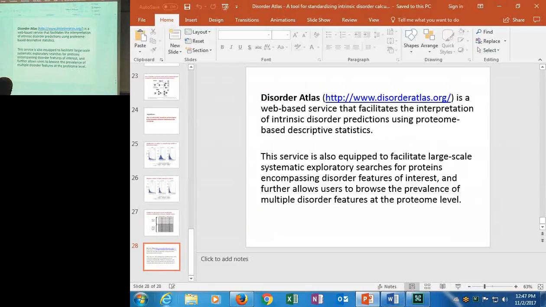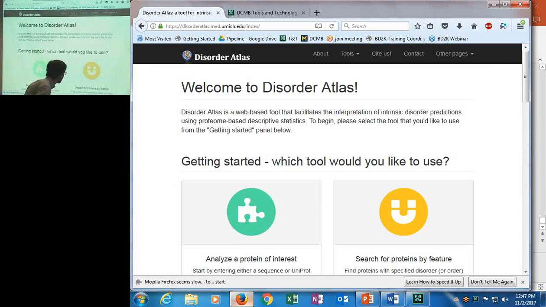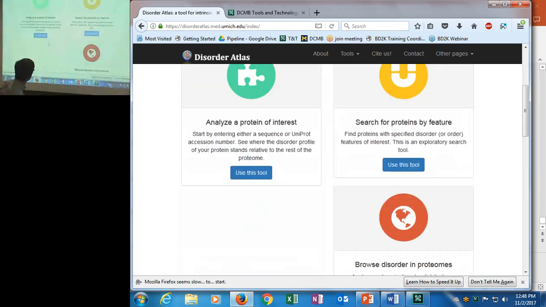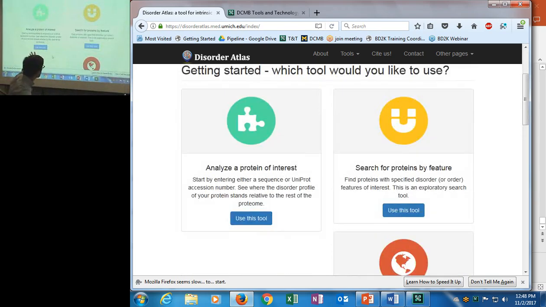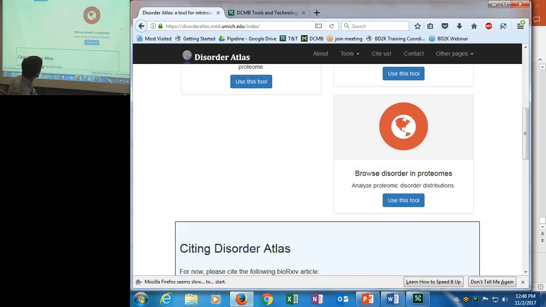So let's just open here the browser. So if you type disorder atlas together.org, it would bring you to this disorder atlas.med umich.edu, and essentially it would bring you to a panel where you have three options. So let me just. So you can analyze a protein of interest, that is what we have in here. You can search for a specific protein feature, but essentially you can browse the disorder in the proteins. And, let's assume that we want to use the proteins.